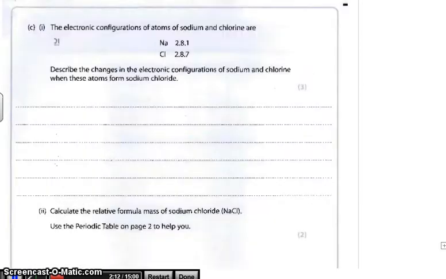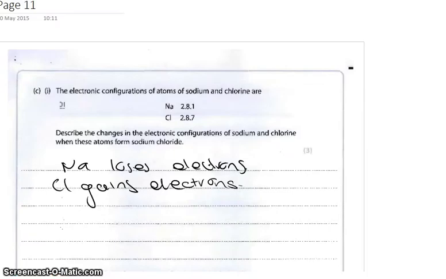The electron configuration of atoms of sodium and chlorine are sodium 2,8,1, chlorine 2,8,7. Describe the changes in the electron configurations of sodium and chlorine when these atoms form sodium chloride. So we're looking at this one, you got sodium chloride, nice and simple. So what are the changes? Sodium, what does that do? Sodium will lose an electron because it's a metal, and chlorine will gain electrons. So just state that. And then stating the new electron arrangement is the next step.